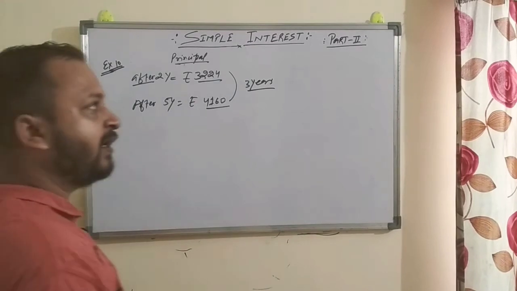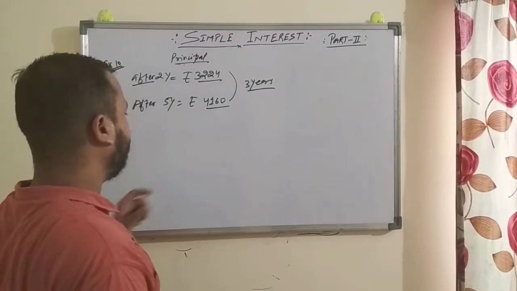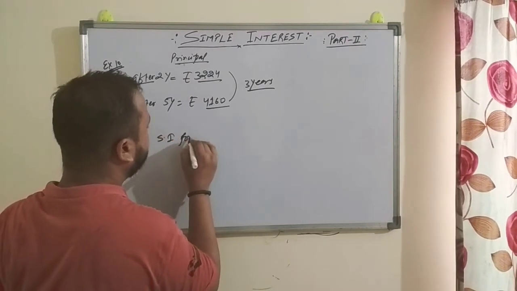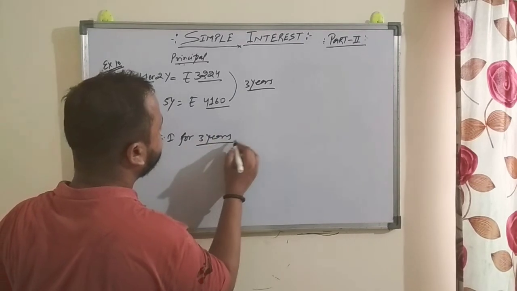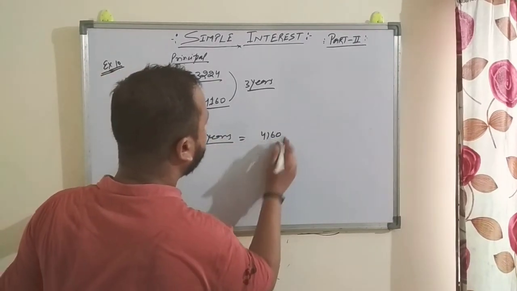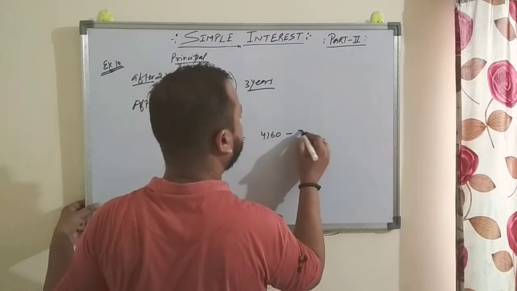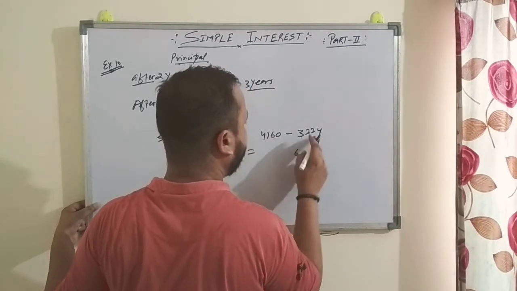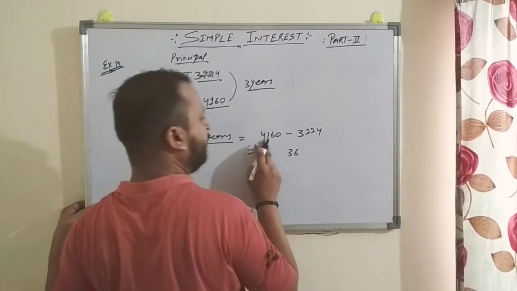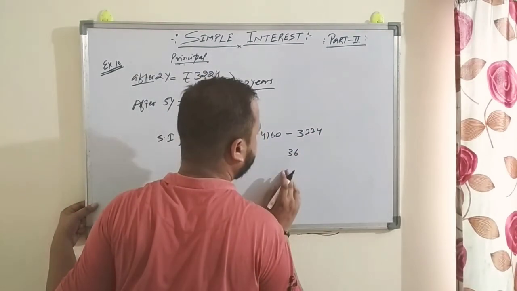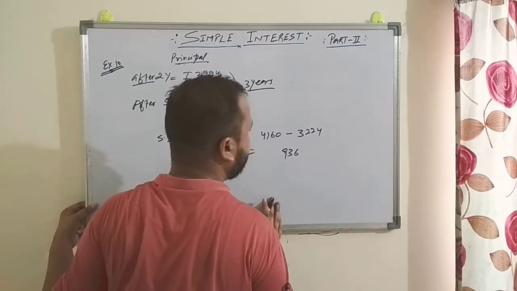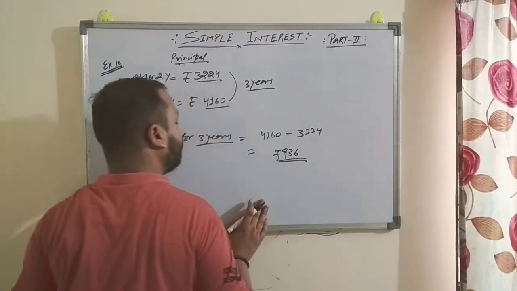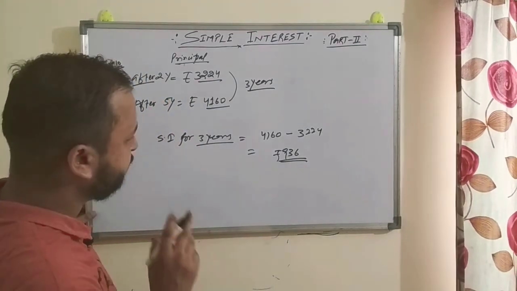And we know that every year we get the same simple interest, right? So SI for 3 years you can find out. That is 4160 minus 3224. So 10 minus 4, that is 6. Here 5 minus 2, that is 3. Here 11 minus 2, that is 9, right? So 936 rupees you are getting as a simple interest for 3 years.